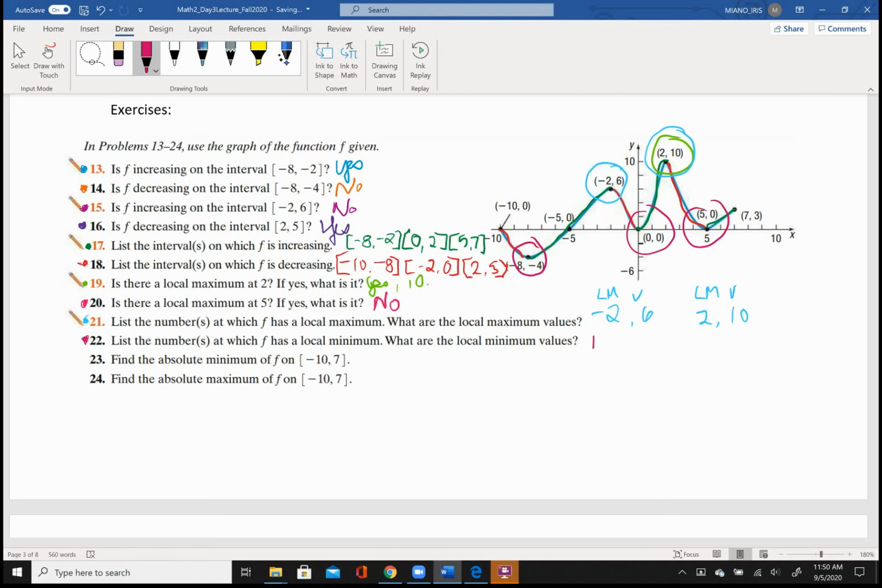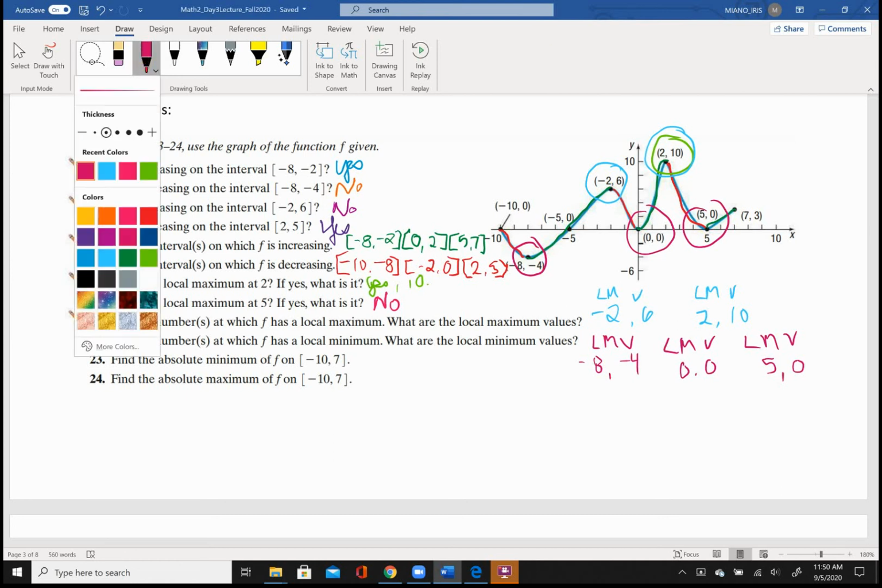So the local minimum, which is the same letters, is happening, there's 3 of them, at -8, and then their corresponding values, put next to it, -4 for the value. The local minimum here is at 0 and its value is 0, and then the local minimum at 5, its value is also a 0. Okay, cool. Find the absolute minimum on this entire trajectory. So that'll be, I'll put that in, I guess, gray.